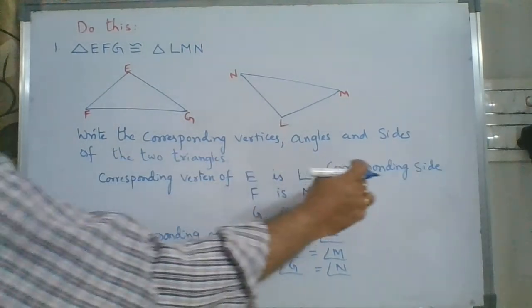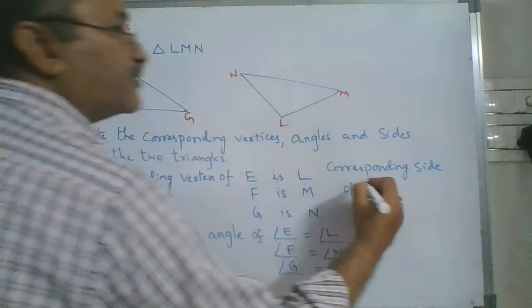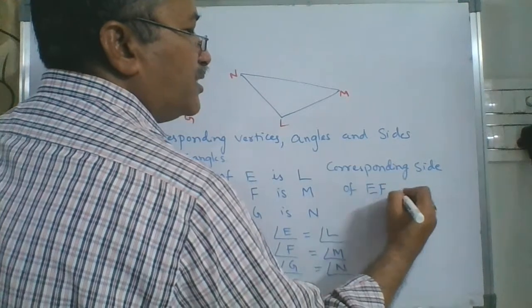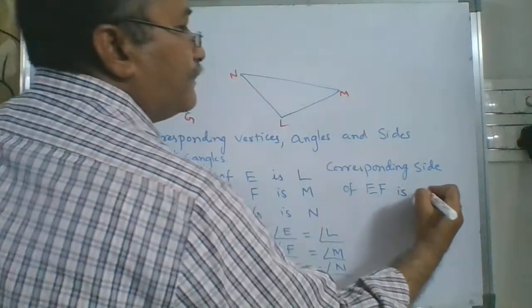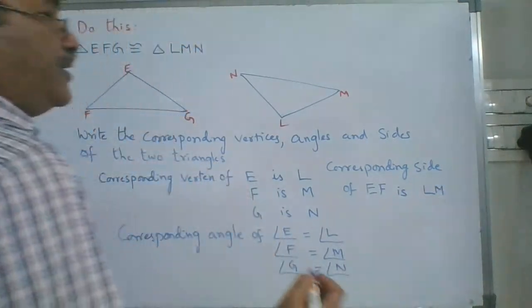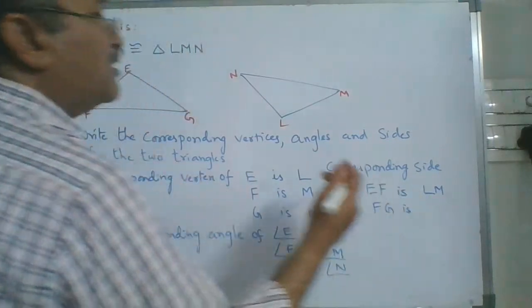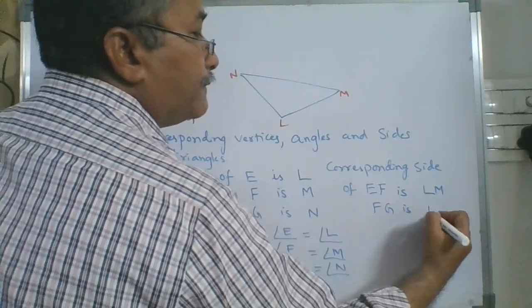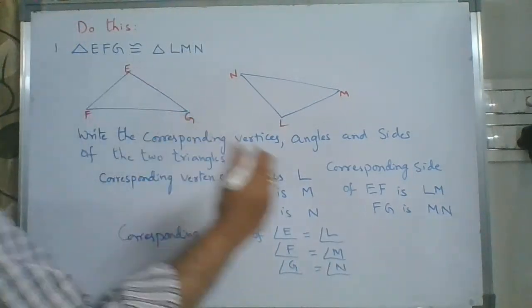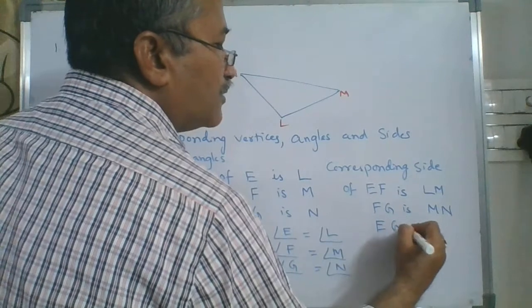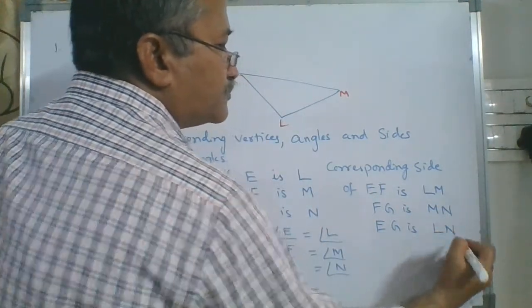Now corresponding sides of both the triangles. Corresponding side of EF is what? LM, isn't it? And FG is MN, and EG is LN or NL.